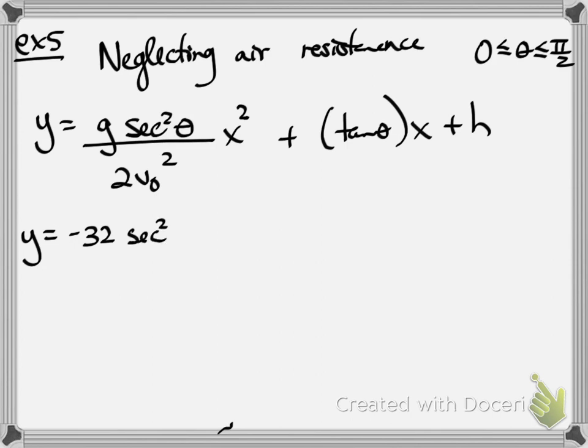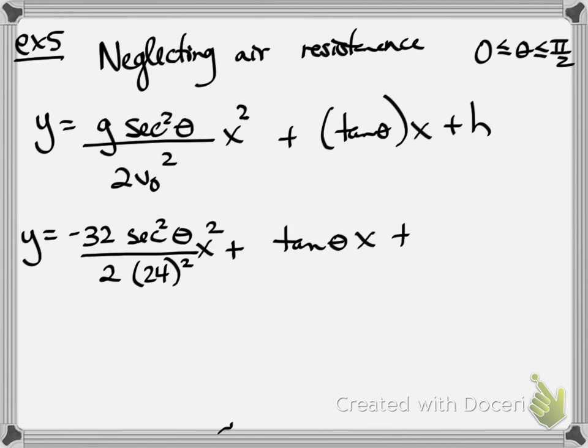They did not give us a value for theta. The initial velocity is 24. We're just plugging stuff in. The tangent of theta. They did not give us a value for x. And they gave us a value for height of 9. I didn't write this all out. Please look at page 182 to see where I'm getting all these values.